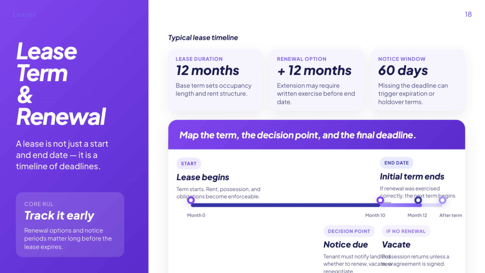So it's vital to map out 3 main points on your timeline. The start, which is when the lease kicks off and obligations begin. The decision point, when tenants must notify landlords about their intent to renew, vacate, or renegotiate. And the end date, where the initial lease term concludes. If the renewal option was properly exercised, the lease continues. If not, possession returns to the landlord unless a new agreement is reached. Keeping this timeline clear and tracking these deadlines early ensures you avoid surprises and maintain control over your leasing decisions.